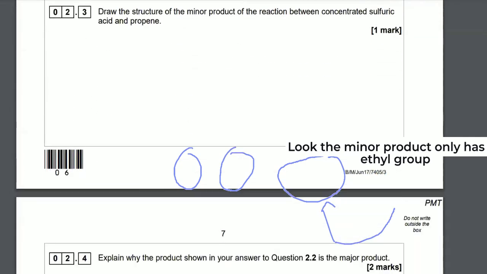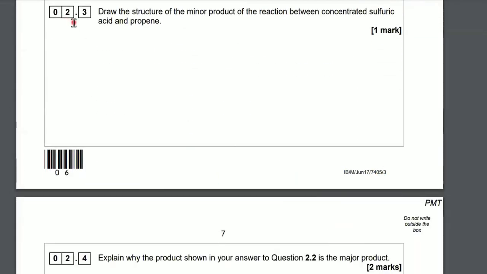And the more alkyl groups or R groups you have, they're electron donating, they stabilize the carbocation and make it more likely to form, which is why our major product had 2.